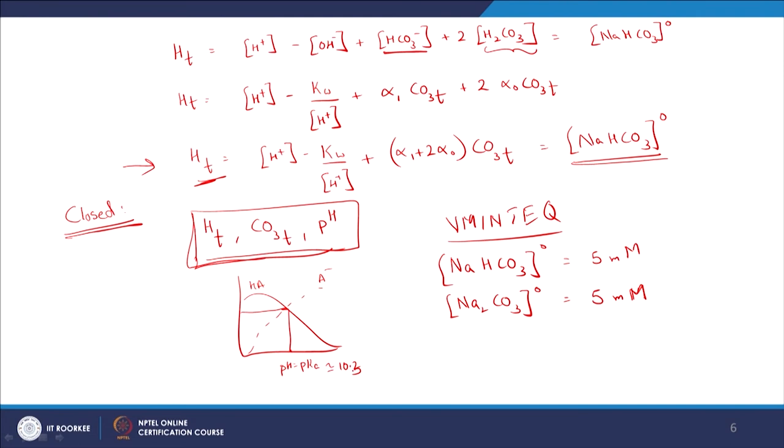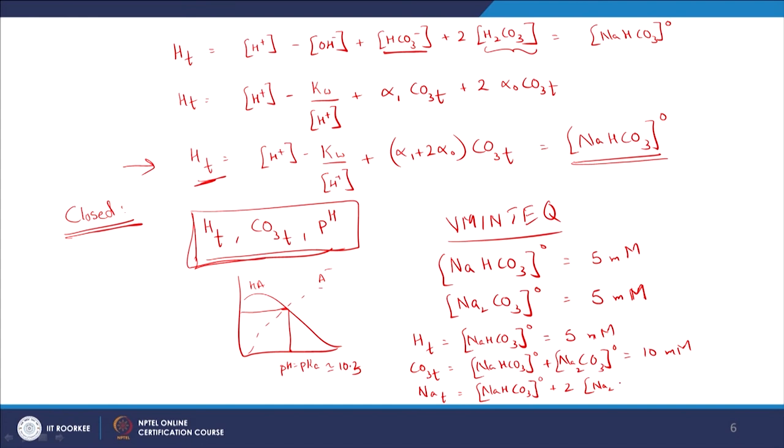So first we need to define our H total, and that I believe is equal to NaHCO3 naught, right, and that is going to be equal to 5 millimolar. And what is our CO3 total? That is going to be equal to NaHCO3 naught plus Na2CO3 naught, and that is going to be equal to 10 millimolar. And the total sodium is going to be equal to NaHCO3 naught plus 2 times Na2CO3 naught, so that is going to be equal to 15 millimolar, right. So 5, 10 and 15.